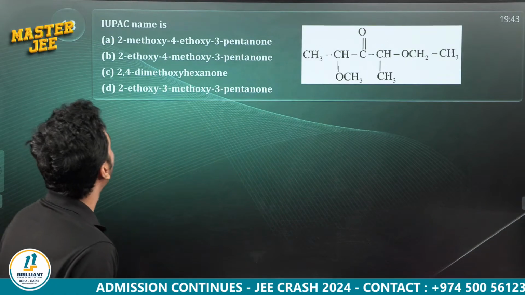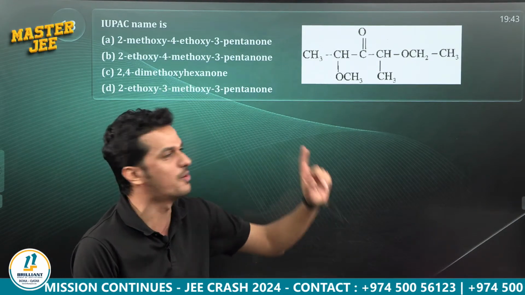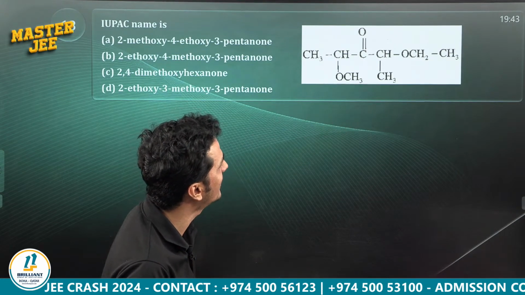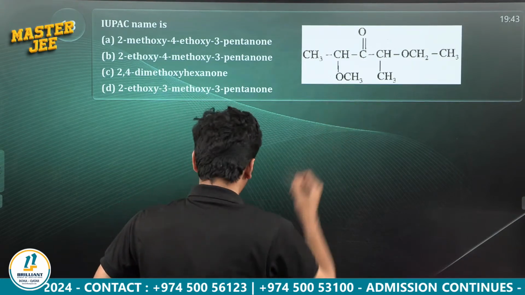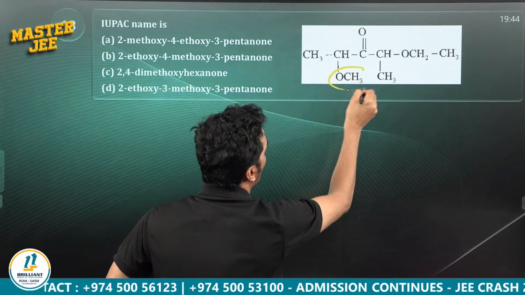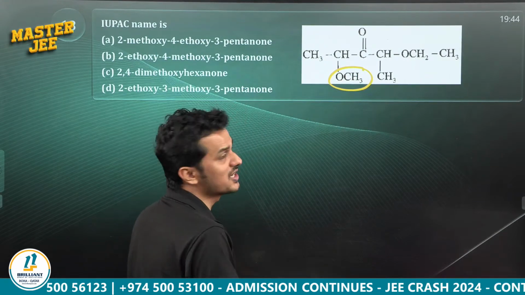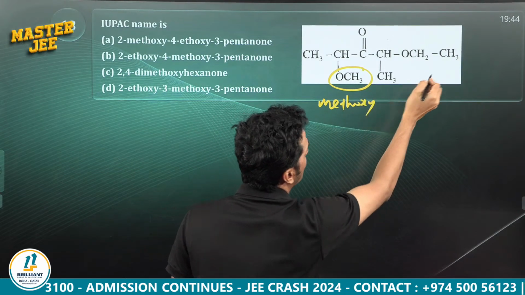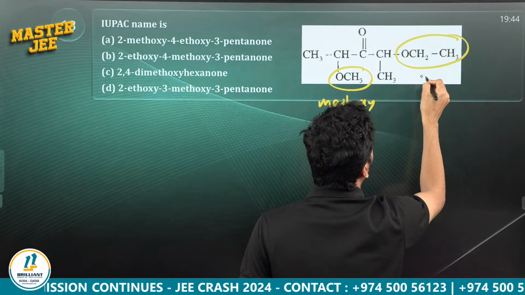Anyhow, next one, IUPAC name is again IUPAC name, guys. Here while we are looking at this one, you can see this is OCH3. OCH3 means what? Methoxy. What about this one? Ethoxy.